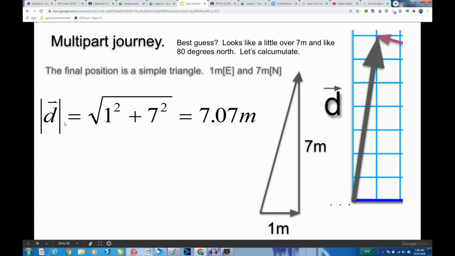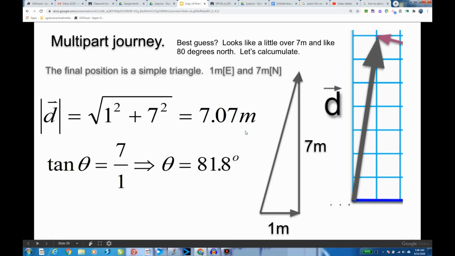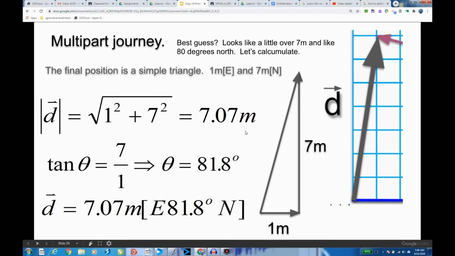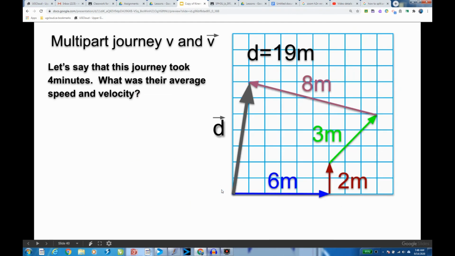Notice I used the absolute value signs here. You don't have to. They tend to cause confusion until you're about first year university and you get used to them. You could just write D without the vector. I know what you mean. You've done enough to establish you know what you were doing. That will be fine. And to get the direction, look at that. You guess about 80 degrees, comes in about 82. Put it together as a vector: number, units, bearing. And you're done.